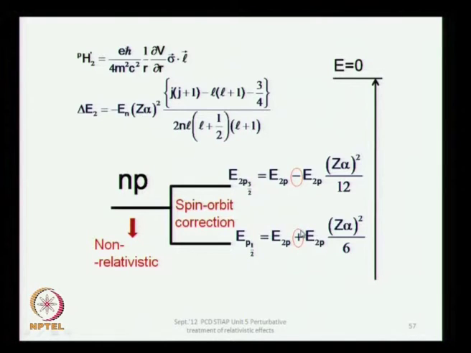You remember I pointed out the change in sign for these two, and in the case of 2p 1/2 you have a plus sign over here. So, the result is that this becomes deeper than what it was, it becomes more negative. These are the corresponding corrections because of the spin orbit effect.